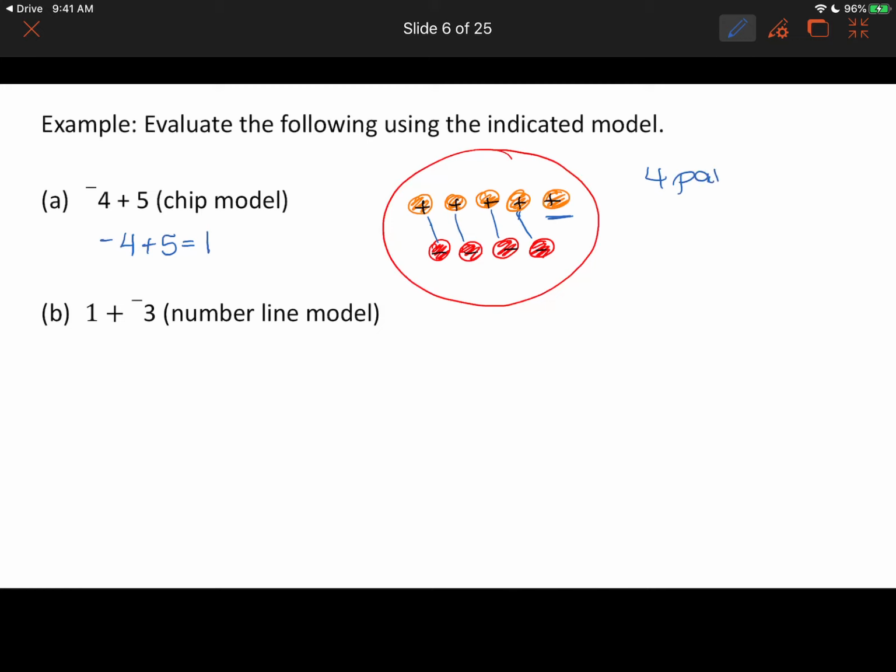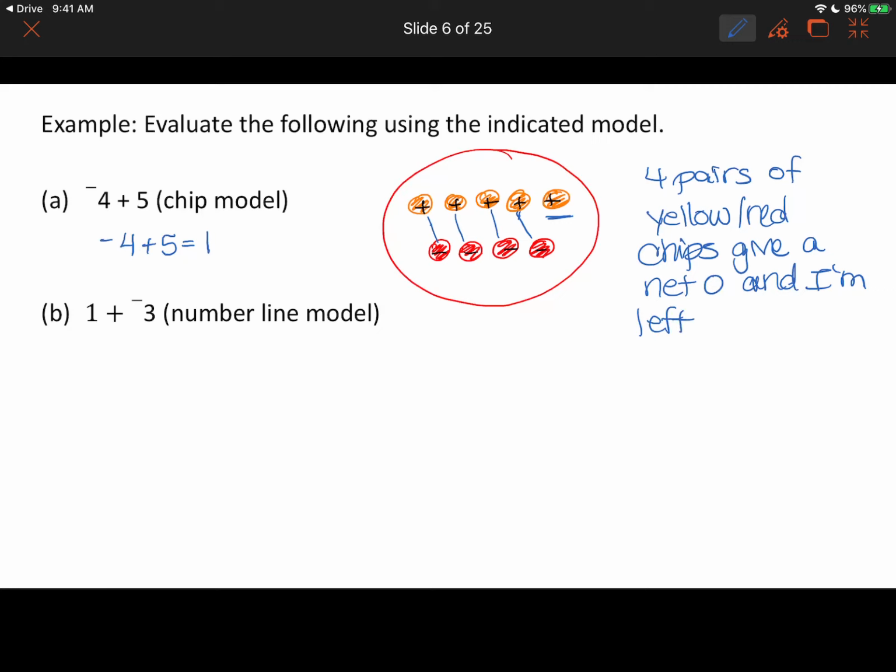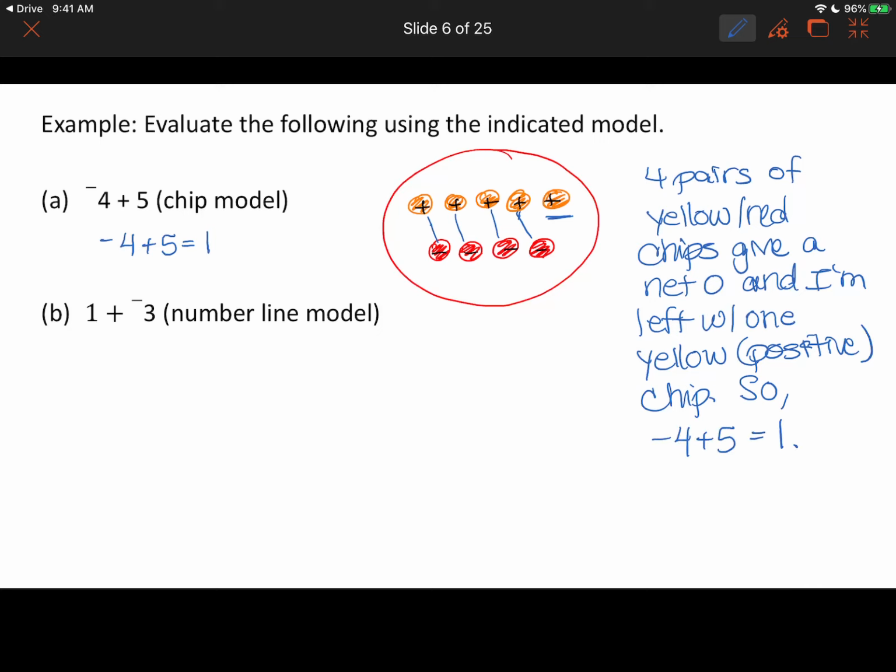So I have 4 pairs of yellow-red chips, which give a net of 0. And I'm left with 1 yellow or positive chip. So -4 plus 5 equals 1. This is the kind of explanation I want from you for this model.